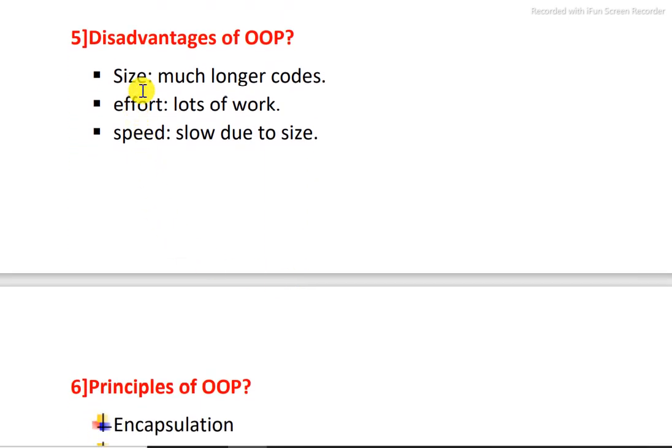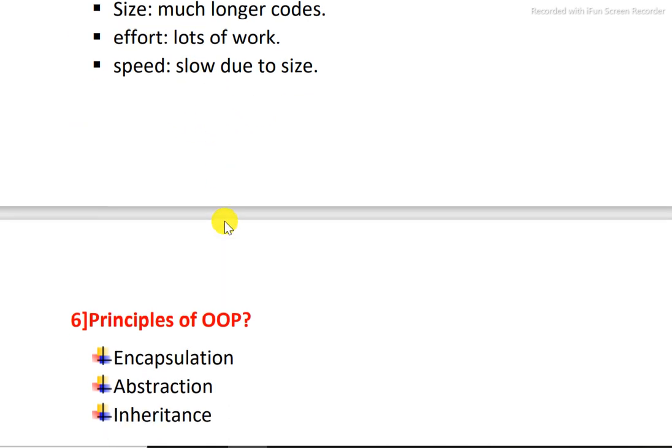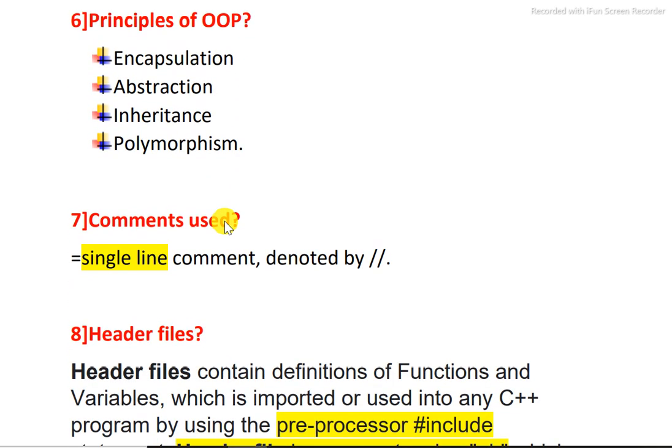Disadvantages: size, much longer code, as it uses inheritance. So we can create a class and then derive one class from the base class. In such cases the code gets longer and longer. Now the effort: a lot, and speed is slow due to the big size. Now the main principles: encapsulation, abstraction, inheritance and polymorphism. These are the important principles of OOP.